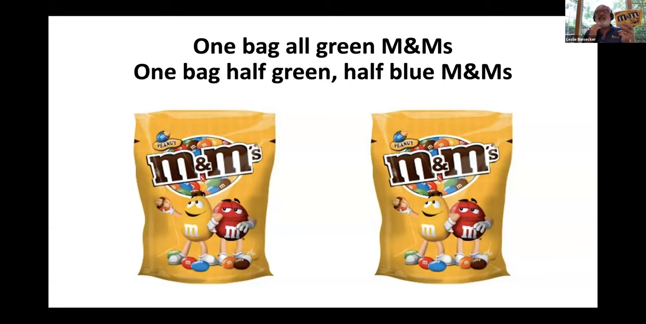Now, let's say, Jenny, you're a little bit peckish or hungry, and you decide to reach in and get an M&M, and you pull it out. Yep. It's green. All right. So now, Jenny, I'm going to ask you again. What's the likelihood that you picked the all green M&M bag versus the one that's half green and half blue? Yeah, that's a tough one. I'd like to say the same, one in two, but I'm wondering if it's higher now because you got a green and not a blue. Mm-hmm. That's an interesting point.